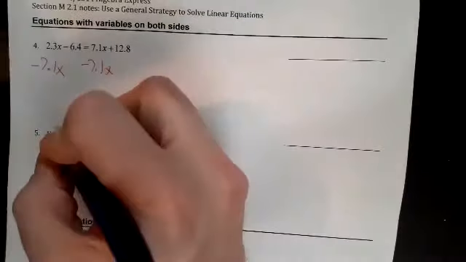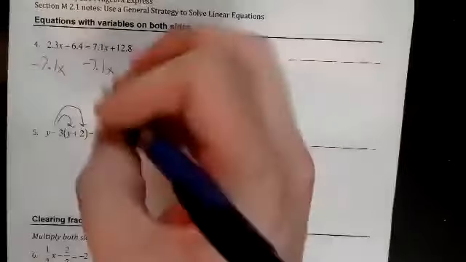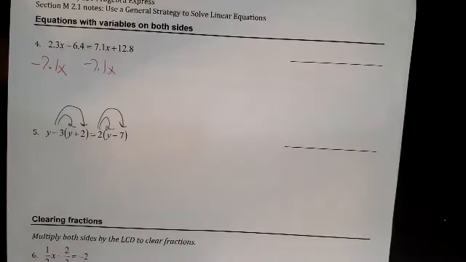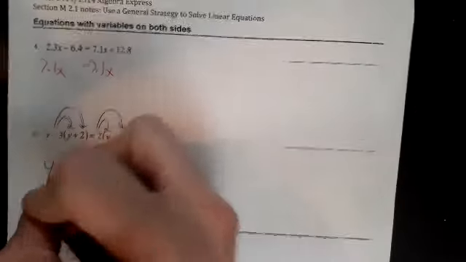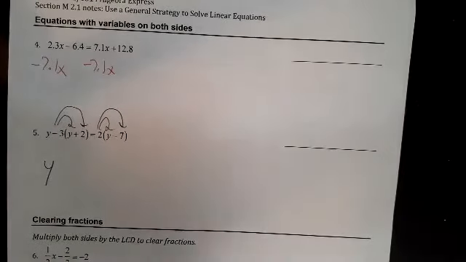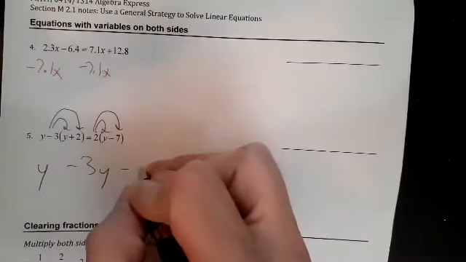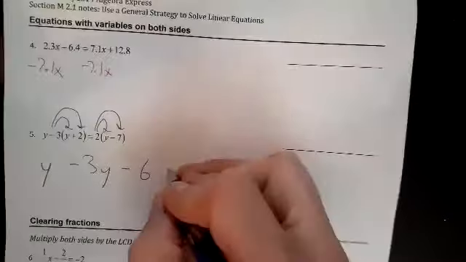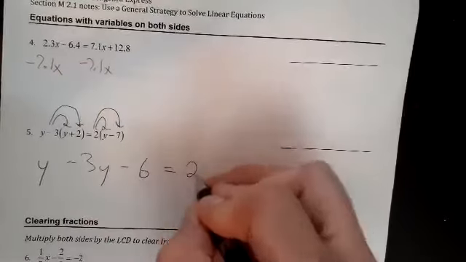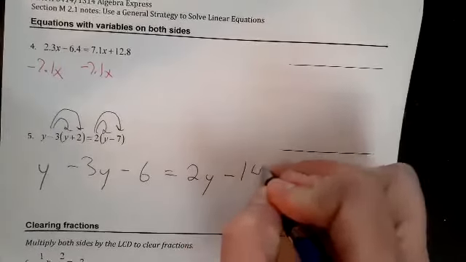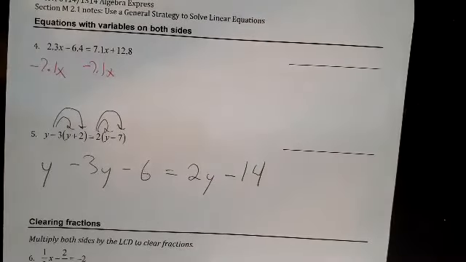Okay, so let's do some distribution. We got to distribute that there. We got to distribute that there. So the first thing I see here, the first thing I'm laying down is a y. I'm doing minus 3 times y is going to give me minus 3y. I'm doing minus 3 times 2 is going to give me minus 6. This is equal to, I'm doing 2 times y is going to give me 2y. I'm doing 2 times minus 7 is going to give me minus 14.